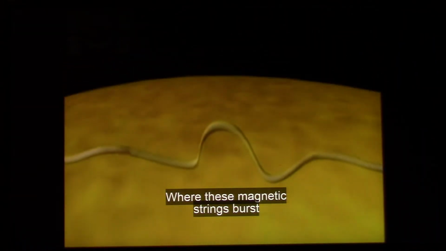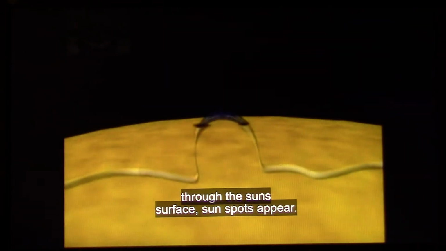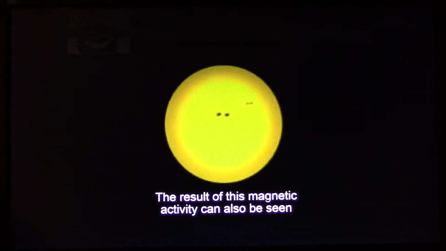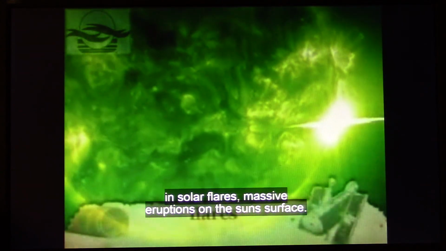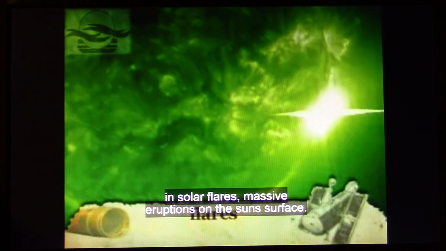Where these magnetic strings burst through the sun's surface, sunspots appear. The result of this magnetic activity can also be seen as solar flares, massive eruptions on the sun's surface.